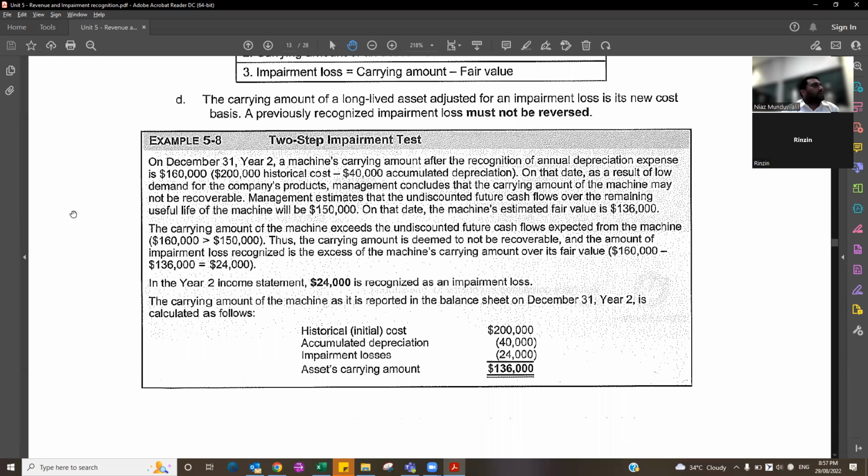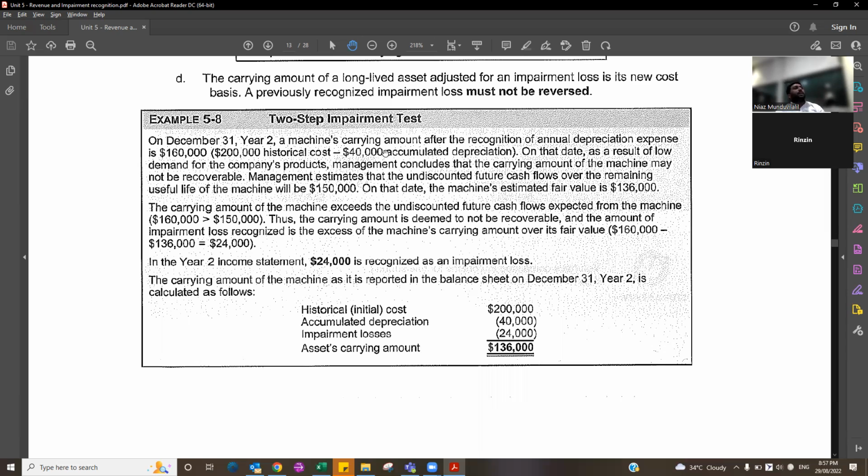Here we have an example. On December 31st, year 2, a machine's carrying amount after the recognition of annual depreciation expense is 160,000. Okay, 200,000 is the historical cost and 40,000 is the accumulated depreciation, so 160 is what you have. Due to low demand for the company's product, management concluded that the carrying amount of the machine may not be recoverable. Management estimates that the undiscounted future cash flows over the remaining useful life of the machine are 150,000. On that day, the machine's fair value is 136,000.